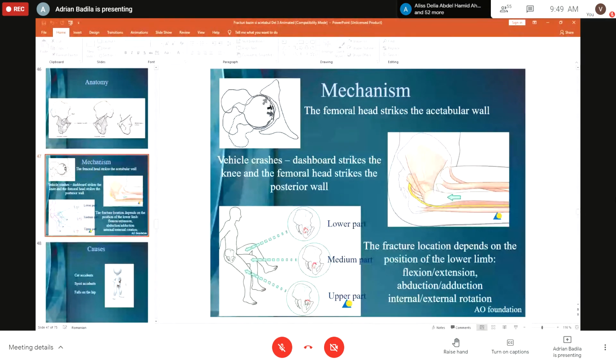the posterior wall. If the hip is at 90 degrees, the femoral head will strike the posterior wall right in the middle, and we will have a fracture of the posterior wall in its medium part. If the patient is with the hip flexed, the femoral head will strike the posterior wall of the acetabulum in its inferior part, and we will have a fracture of the lower part of the posterior wall.